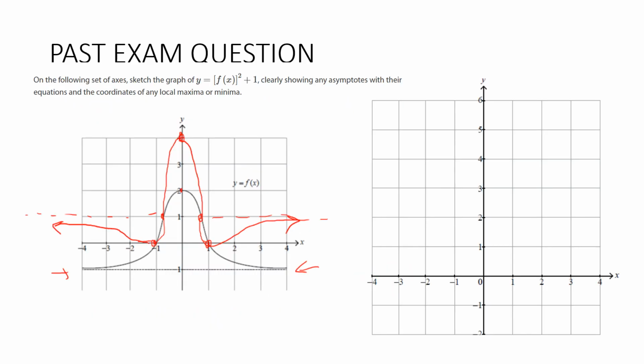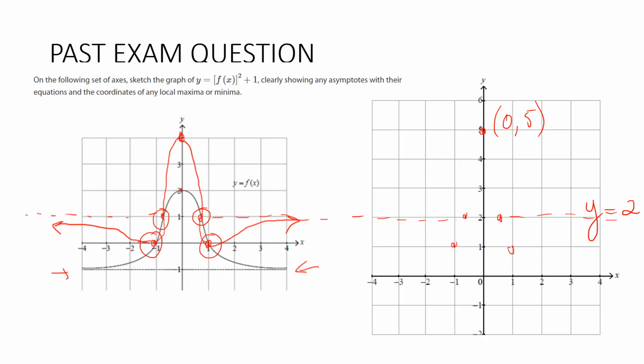Now we just need to translate it all up 1. So our horizontal asymptote is going to be at y is equal to 2. And remember, we've got to label that. Our maximum point is going to come up here, so that's going to be the point 0, 5. These points here, where y was equal to 1, now y is equal to 2, so that's here and here. And these points where y was equal to 0 and now y is equal to 1.